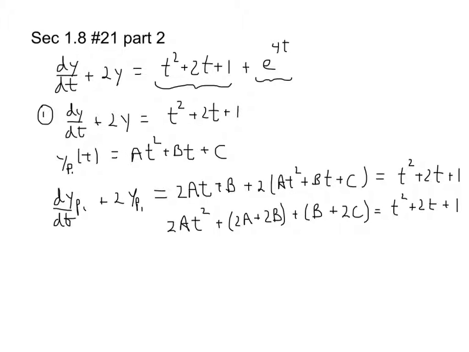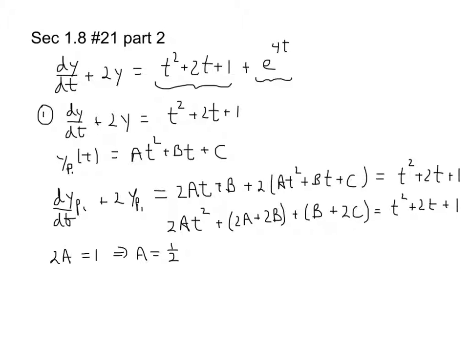Well, this sets up three equations. The coefficient of t squared on the right is a 1. The coefficient of t squared on the left is 2a. A is going to have to be a half. The coefficient of the t term on the left is 2a plus 2b, and the coefficient on the right is a 2. They're going to have to be the same. And this constant term, b plus 2c, is going to have to be the same as 1. So we write these three equations. The first one says that 2a has to be a 1, which says that a must be a half.